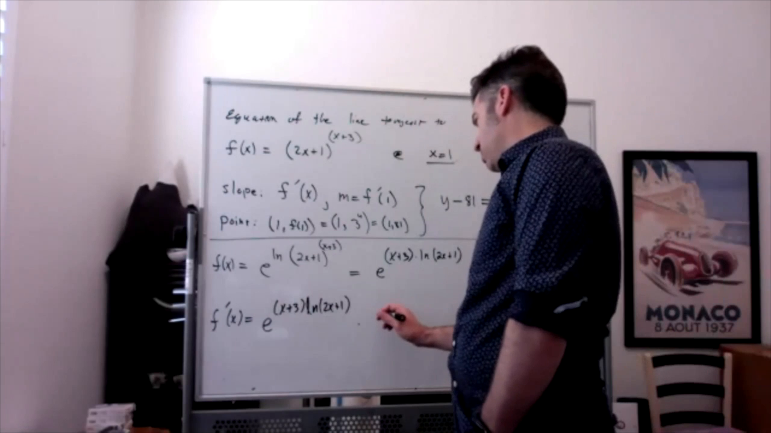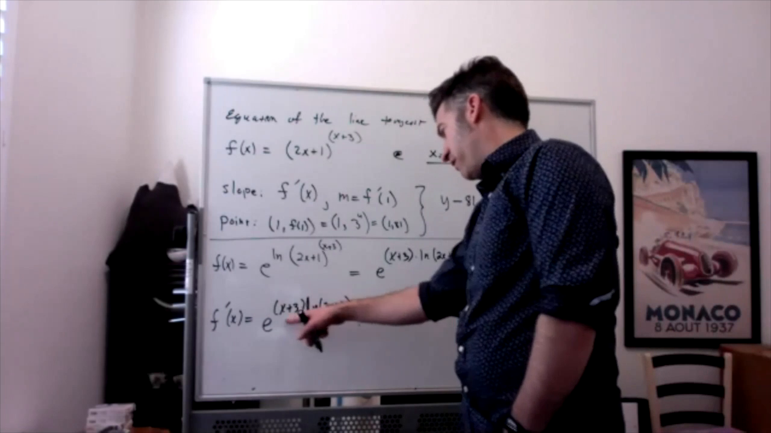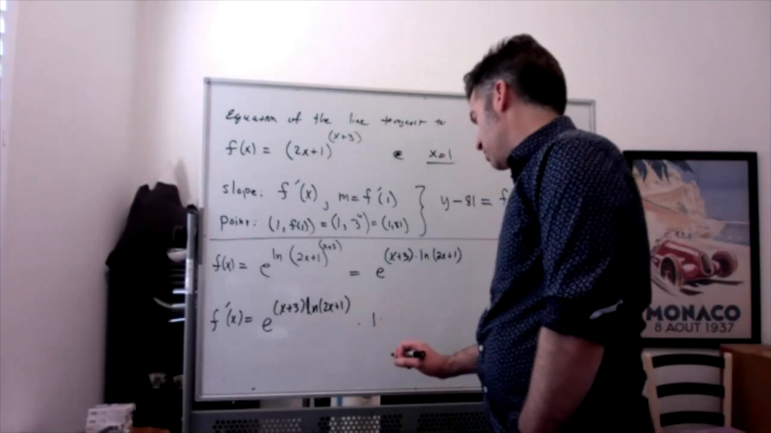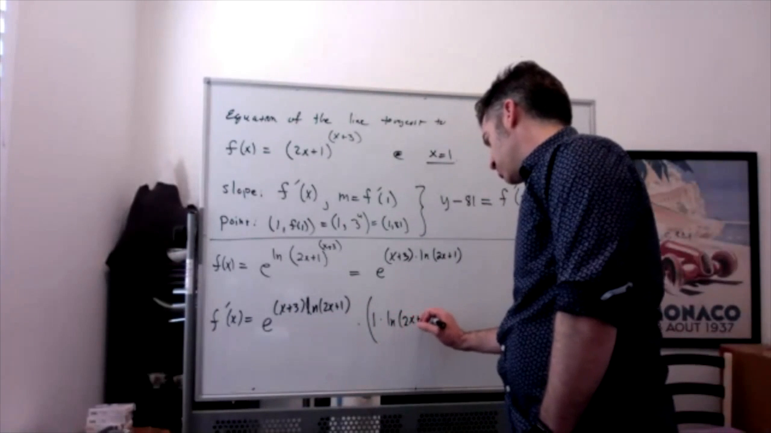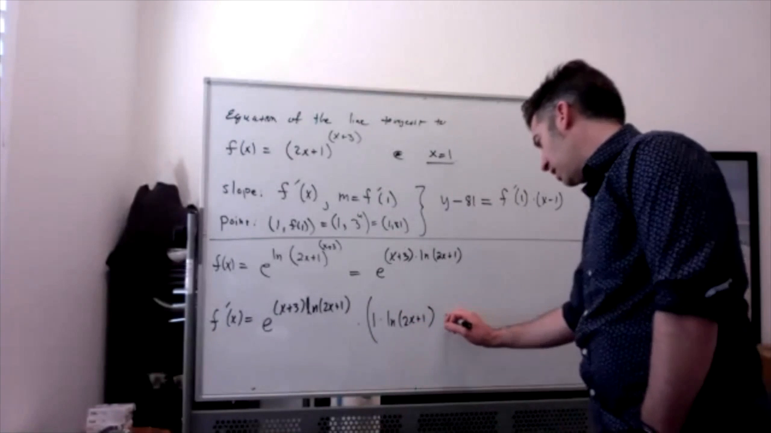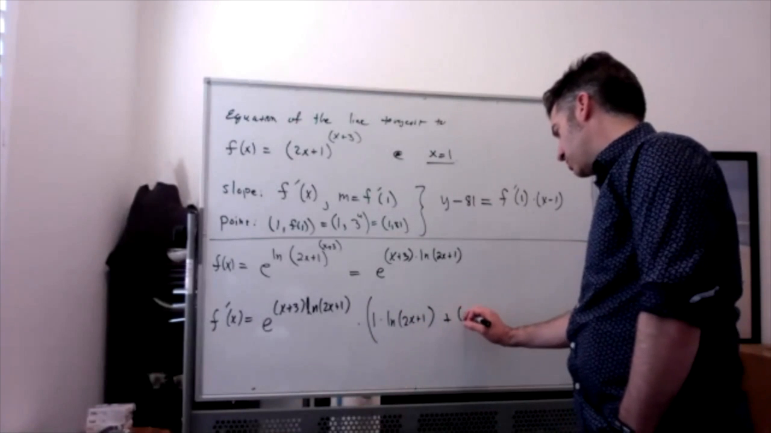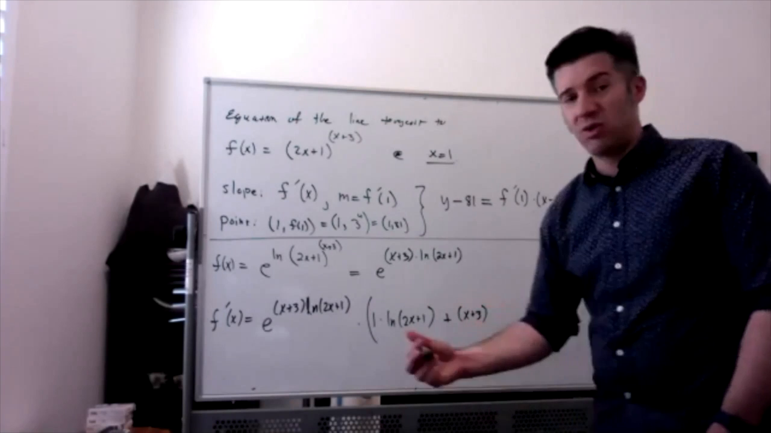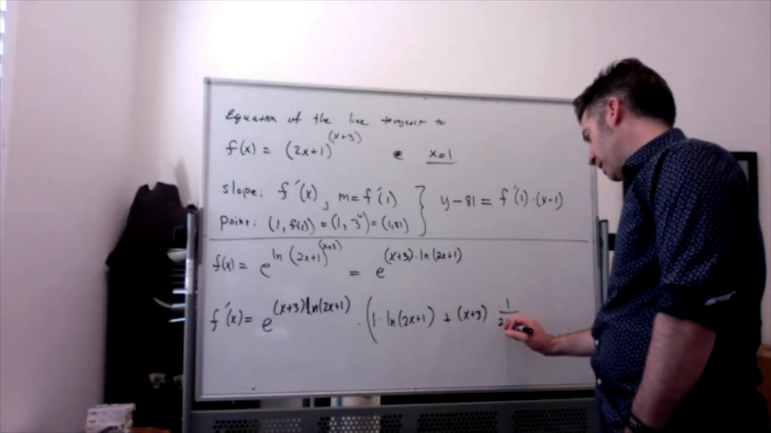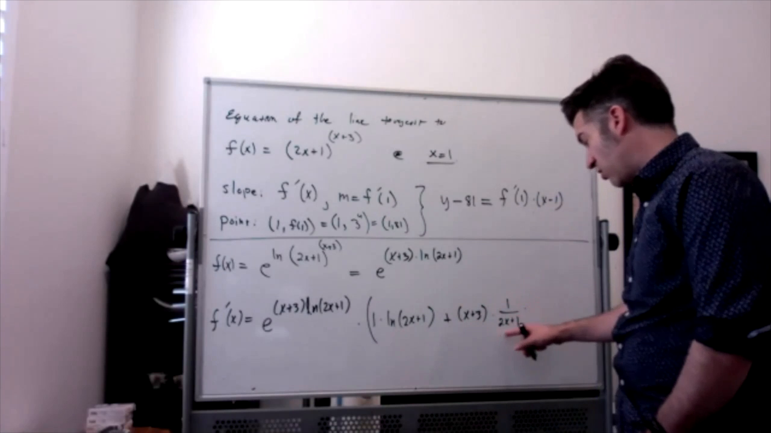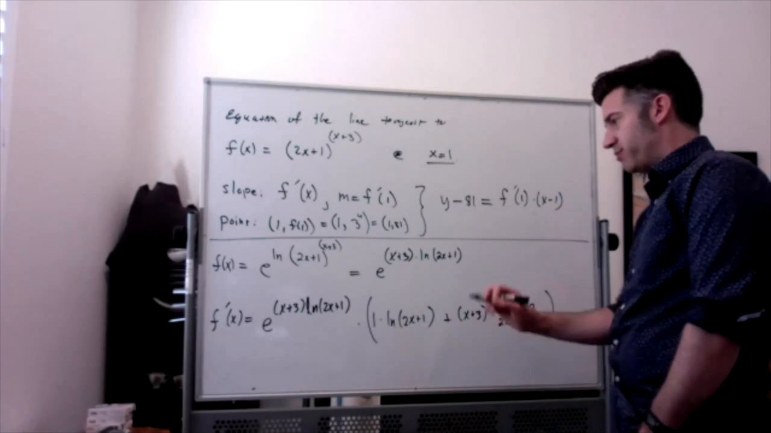So let's say that's going to be the derivative of x plus 3, which is 1, times the natural log of 2x plus 1, plus x plus 3 times the derivative of the natural log of 2x plus 1, which is 1 over 2x plus 1 times the derivative of 2x plus 1, which is 2.